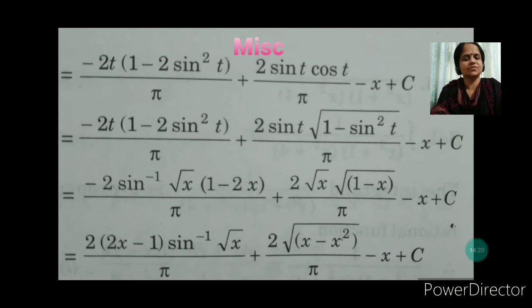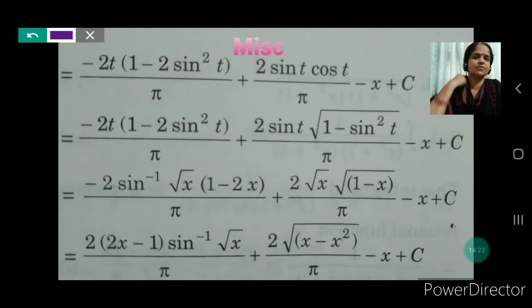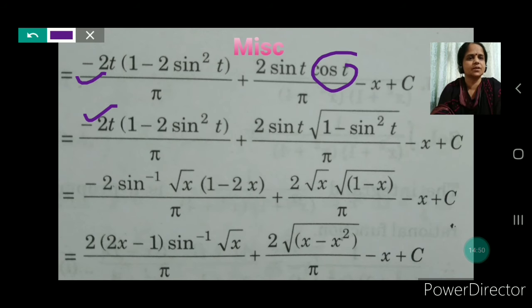Okay, so now students, we have to write the value of t. So again here, minus 2t in bracket, cos 2t is 1 minus 2 sin square t. And 2 sin t cos t by pi, minus x plus c. And now here it is 2t in bracket, 1 minus 2 sin square t by pi, plus 2 sin t, and cos t in the form of sin is under root 1 minus sin square t, by pi, minus x plus c.